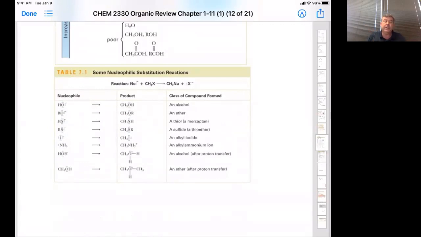Now, once you use it as a nucleophile and substitute something, you can make most of the functional groups we've talked about, except for the carbonyl compounds, which you have to make by oxidation, or the alkenes, which you have to make by removing acid.